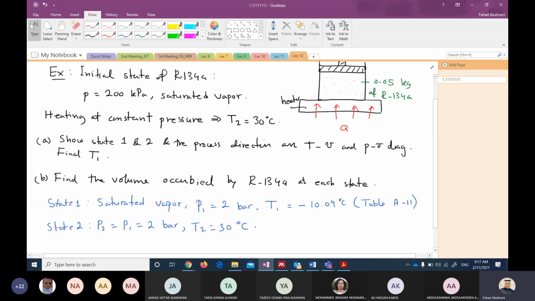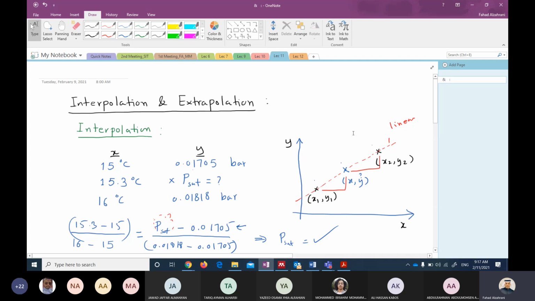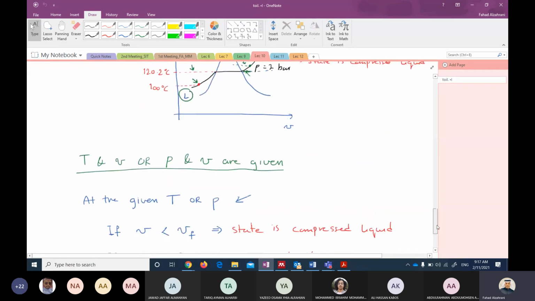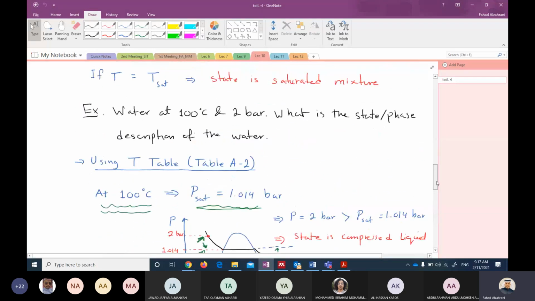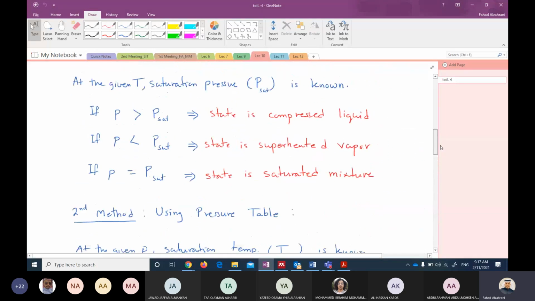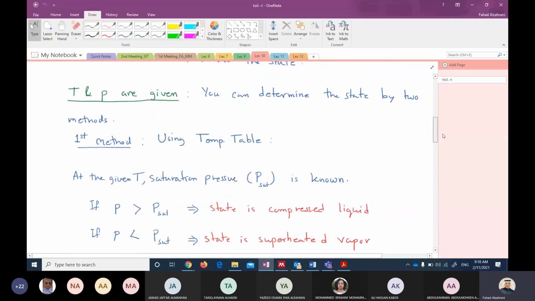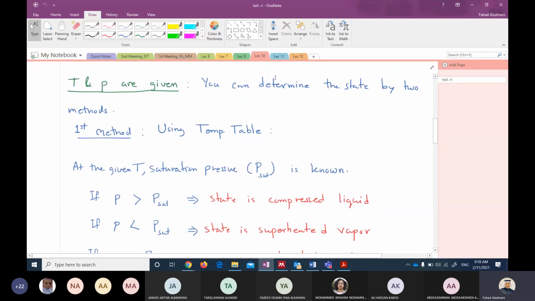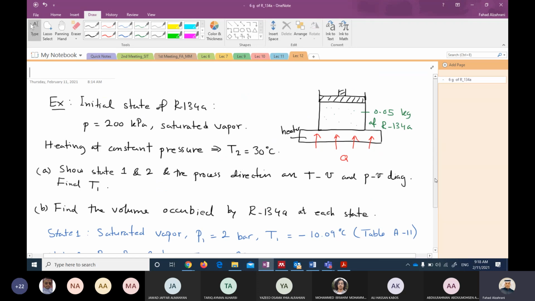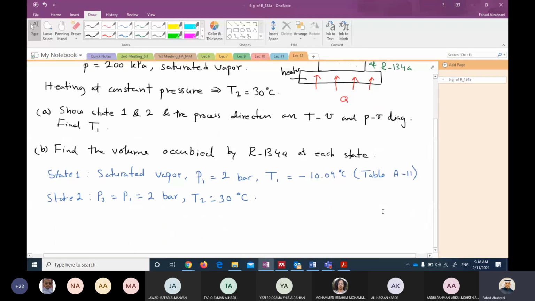Remember in the last class or the one before, we said if you are given temperature and pressure, how do you define your state? You just need to follow this procedure. So how do you find the state? What do you think? It is vapor. It is superheated vapor. Why superheated? The temperature is increasing. Exactly.